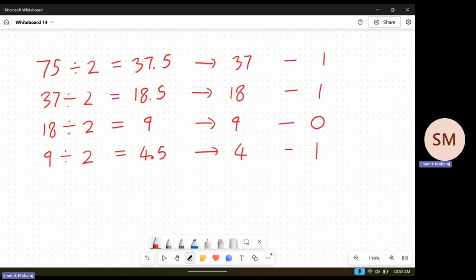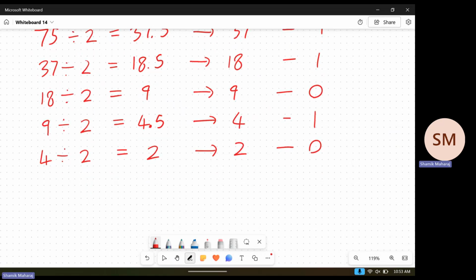Okay, and we'll just keep going to the end. So now 4 divided by 2 gives us 2. So that's going to be 2 remainder 0. Now last one, I think. Is it the last one? Second last, sorry. 2 divided by 2 gives us 1. So that's now 1 with no remainder.